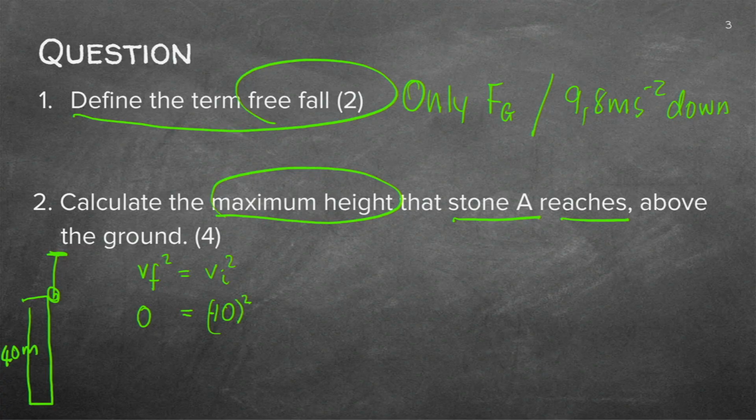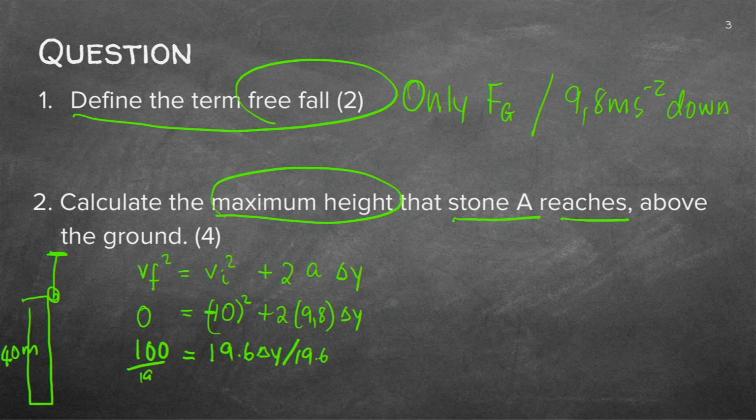And I know it's that. And I'm going to choose downwards as positive. So I'm going to allocate a minus there. But you know it's square, so it doesn't really matter. Plus 2a delta y. That is 9.8 again, delta y. Remember, you've got squares, so be careful with your calculations. I'm going to take the 100 to this side. I've got the 19.6 delta y this side. I'm going to divide with 19.6 on either side, which gives me a delta y of 5.102 meters.